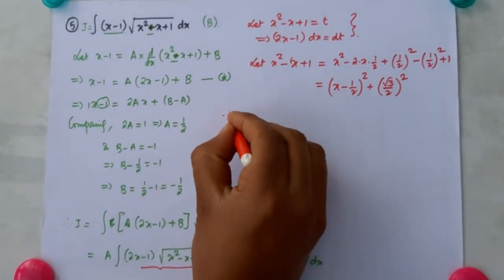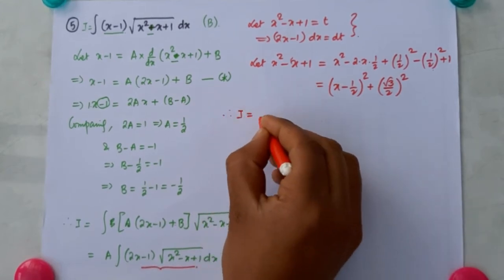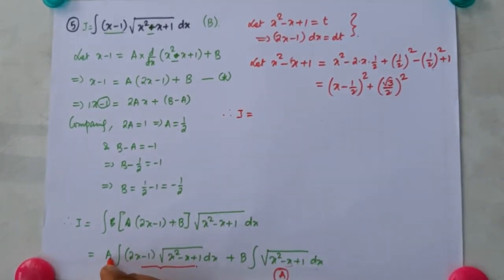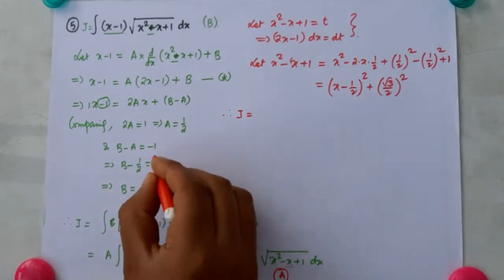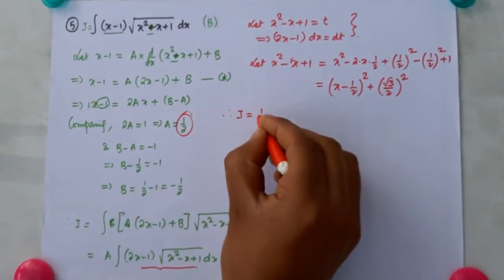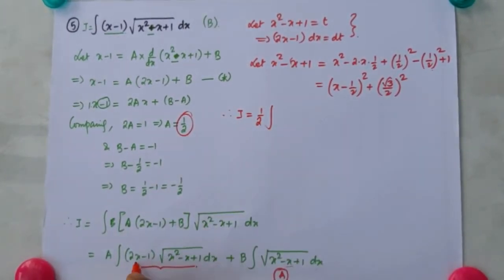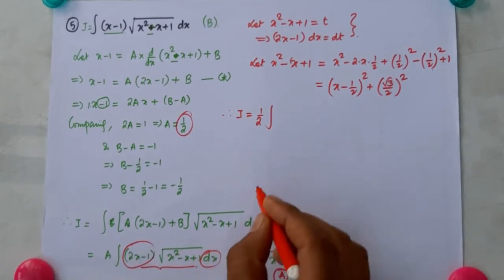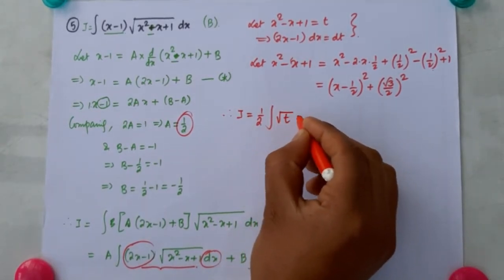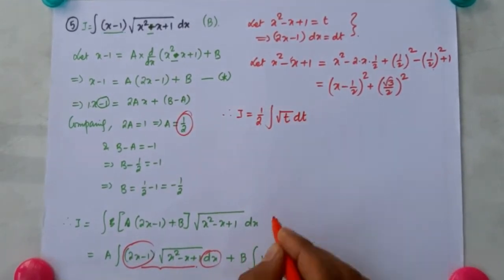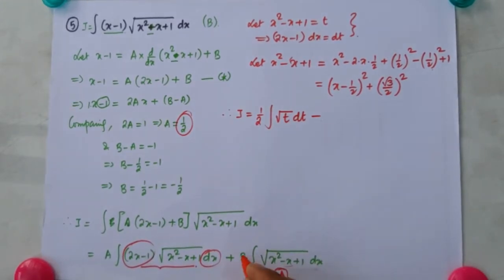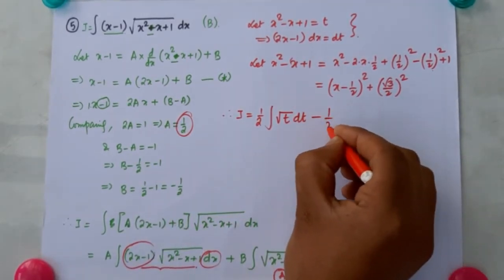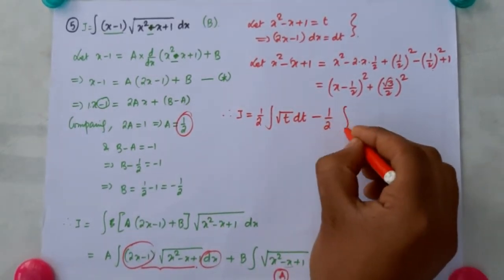Okay, so therefore your integral I will change into a. So what is the value of a? A is half, so this becomes half integral. You know that this into dx is dt, and what is this? Square root of t, and we have got dt plus b. And what is b? B is minus half, so that's why it becomes minus half integral.